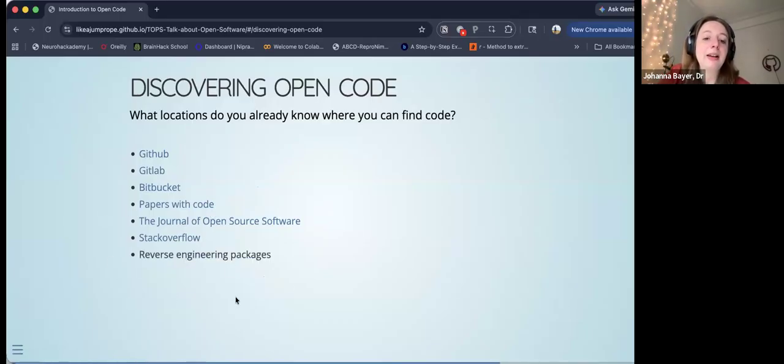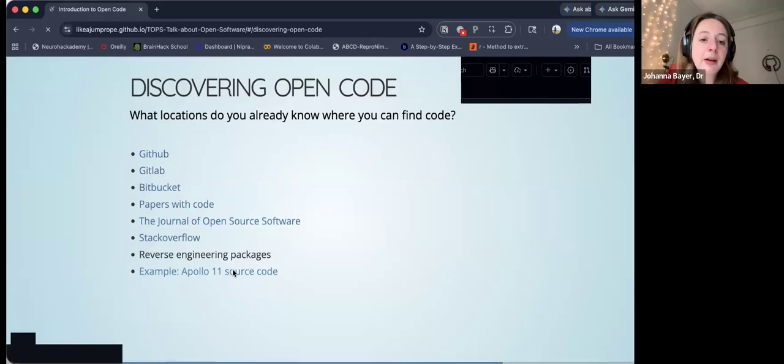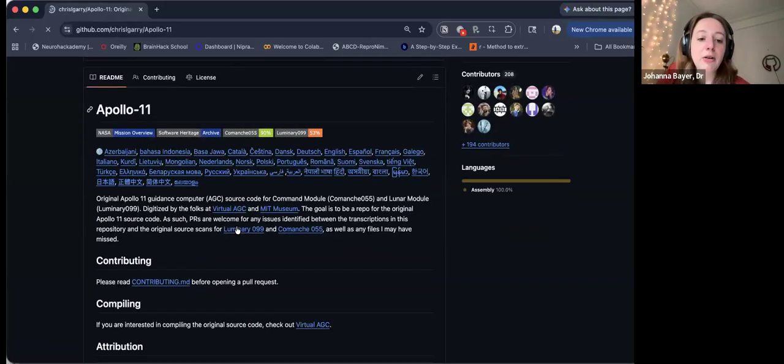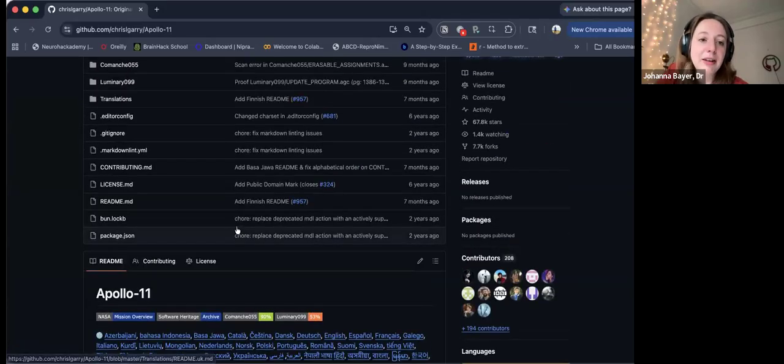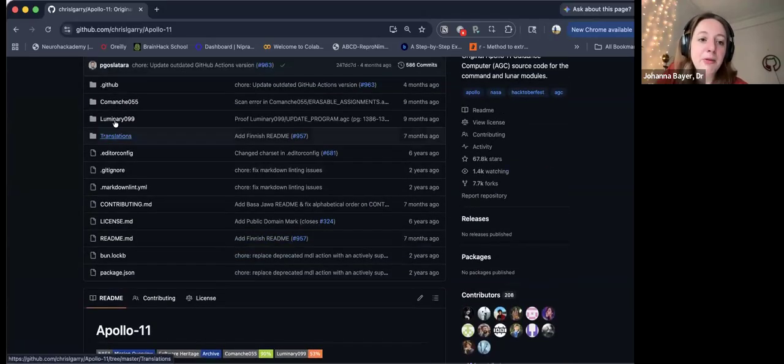Another way is looking at packages. You can also see there how they're written, and you can learn from that. And then one of the coolest repositories, I think, is on GitHub. You have the Apollo 11 code, the code that got us to the moon. And it's just there. It's written in assembly, both for the Luminary and the Comanche.